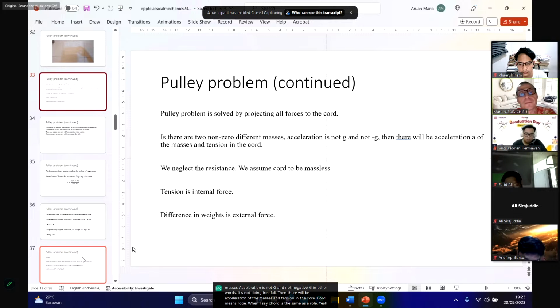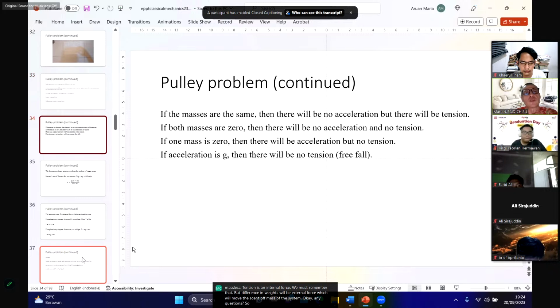We neglect resistance, slide number 33. We assume the cord, which is rope, to be massless. Tension is an internal force. We must remember that. But the difference in weights will be an external force, which will move the center of mass of the system. Okay? Any questions?